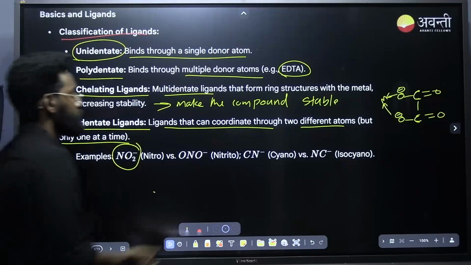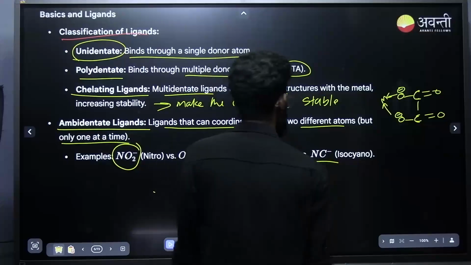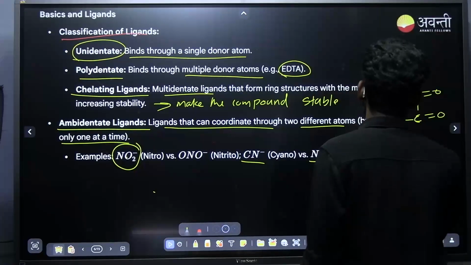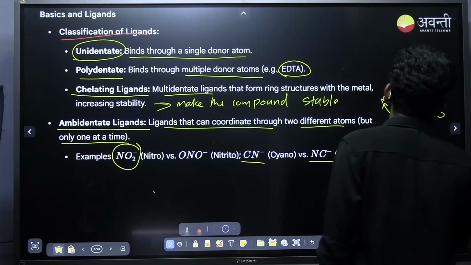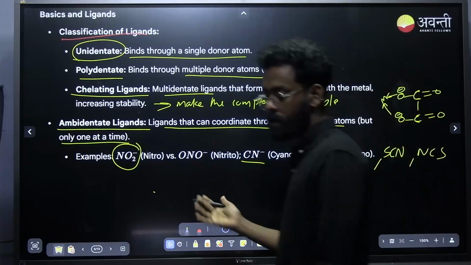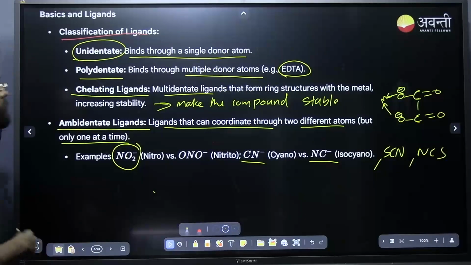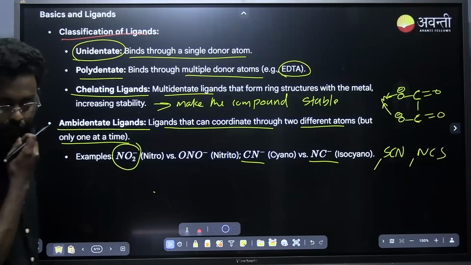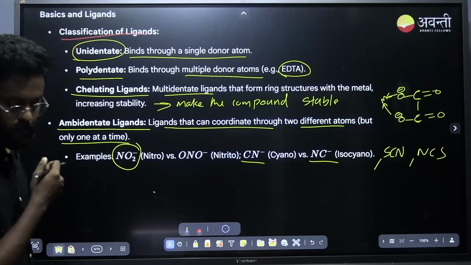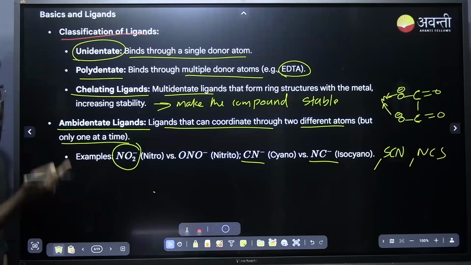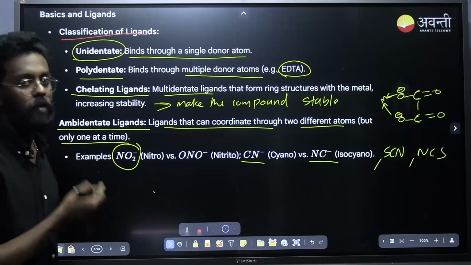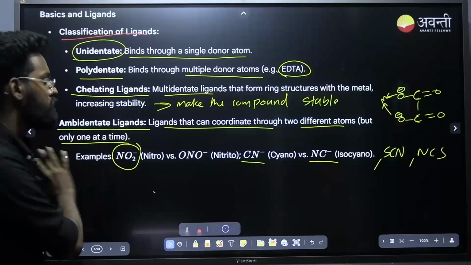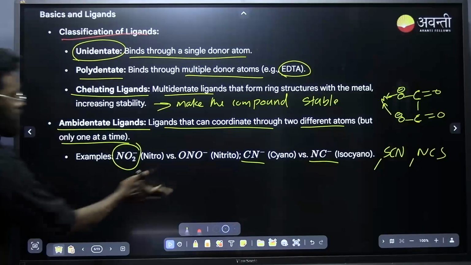The examples: cyanide, CN minus, NC minus, and also thiocyanate, SCN, and isothiocyanate, NCS. All these are other examples of ambidentate ligands. These are some of the classifications and some of the basic things about ligands. Is it clear, students? Monodentate, bidentate, polydentate, ambidentate, all these are the basic things in coordination compounds. Hope all of you know all these things already. This is just brushing up, just look at that.